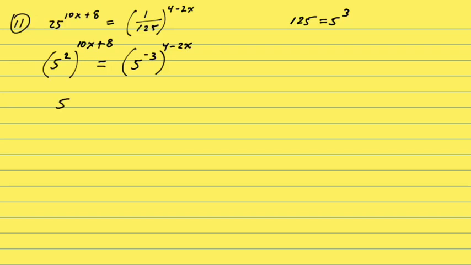Again, if you have a power raised to a power, you're going to multiply the exponents. So I think that's 20x plus 16. Power to a power, you multiply your exponents. I believe that's negative 12 plus 6x. Now, please notice that, what did I do? Did I write it wrong? Yeah. So it should be negative 12 and plus 6x. Does that look better?